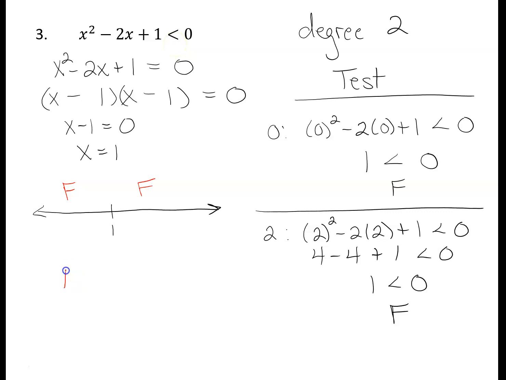That means this problem has no solution. And I just want you to write that, box it in, and that's it. That's your answer for this one. There's no shading and there's no interval notation. If there had been an equal to bar, then x equals 1 would have been the solution. There would have been only one solution, and it would be just that single number.